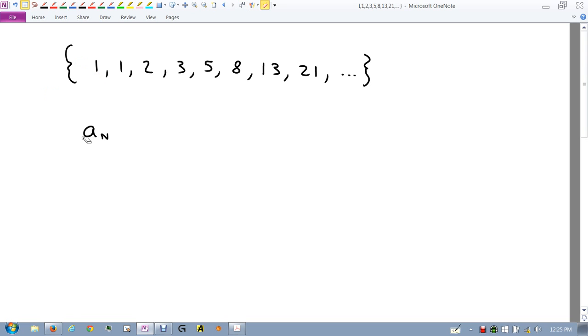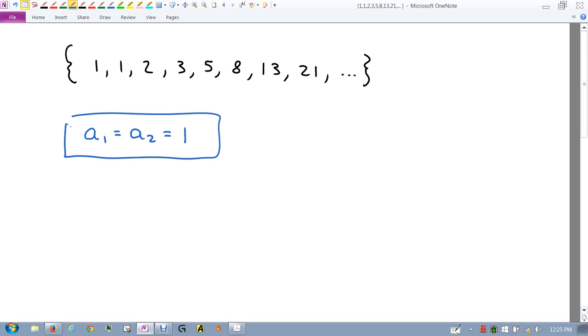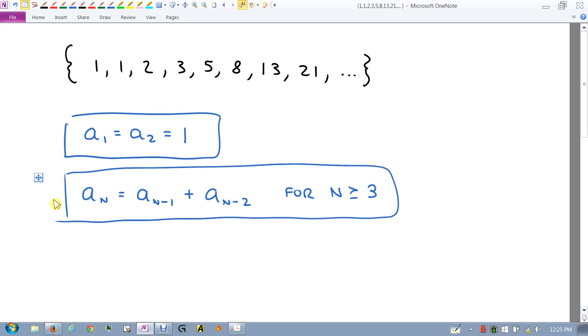Here's the way it works. For a Fibonacci sequence, we define a sub 1 equal to a sub 2 equal to 1. That's the first thing. What we're saying with this is that the first two are 1, okay? Everyone got that? The first two terms are 1. Now, a sub n is equal to a sub n minus 1 plus a sub n minus 2 for n greater than or equal to 3. This is the definition of the Fibonacci sequence. You start out by defining the first two.